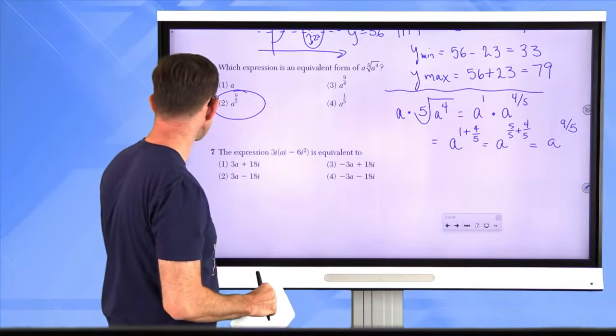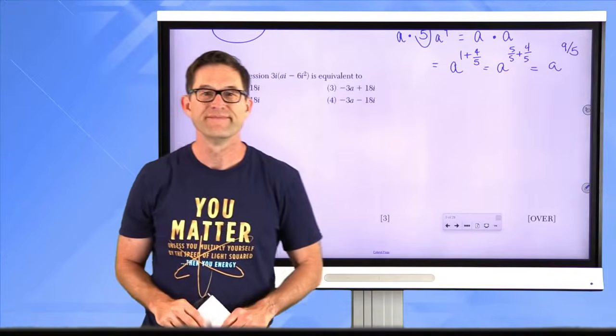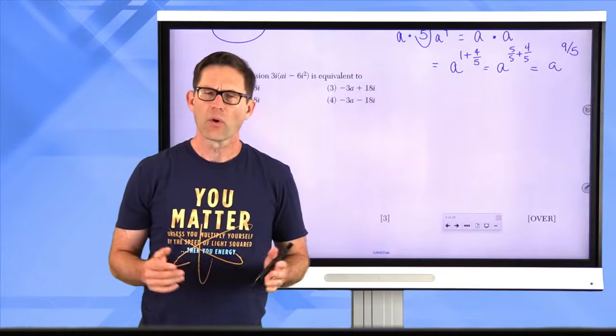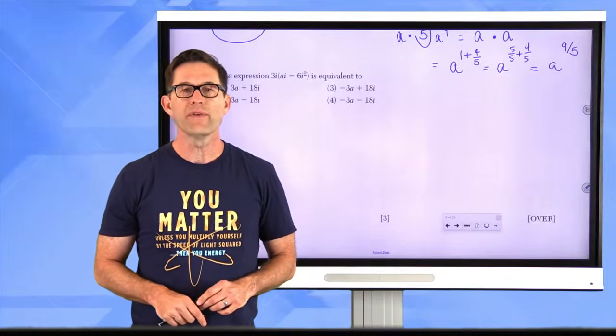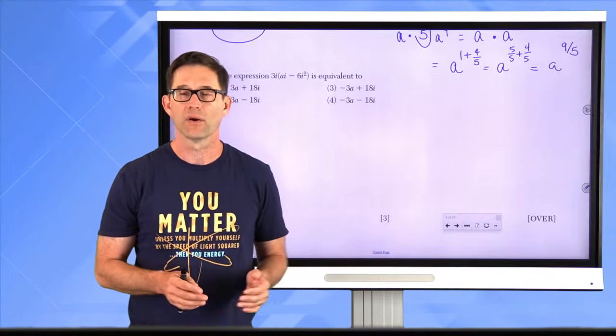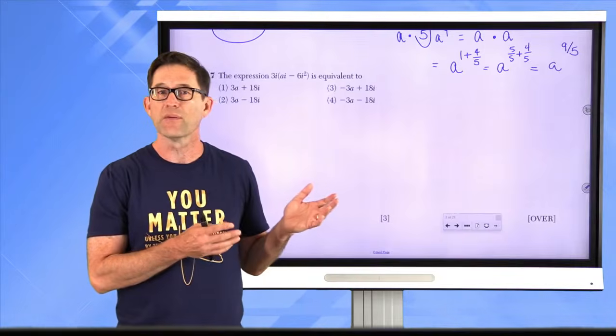Let's take a look at the last problem on this sheet, number 7. The expression 3i times a times i minus 6i squared is equivalent to which of the following? Now normally in this type of problem, they will be very clear about saying that i is the imaginary base. They didn't do that here, but they are most certainly implying that.